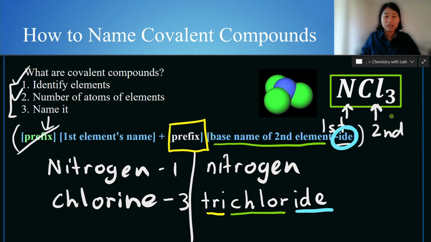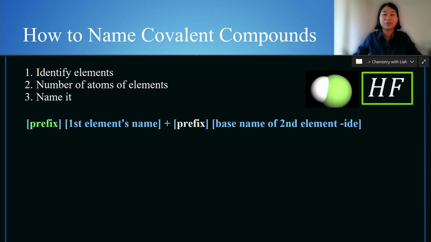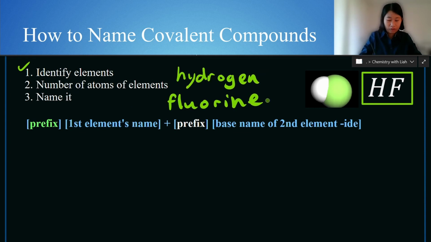So we know that NCl3 is called nitrogen trichloride. Let's do another example and give the name for HF. So what are the elements here? H is hydrogen and F is fluorine. Alright, number of atoms of the elements. So we have 1 hydrogen and we have 1 fluorine.